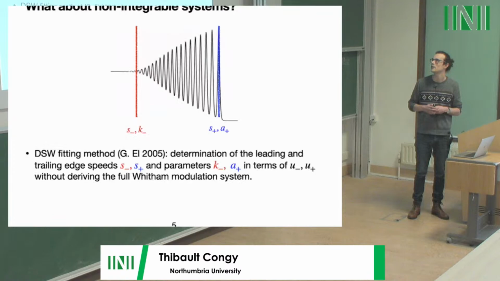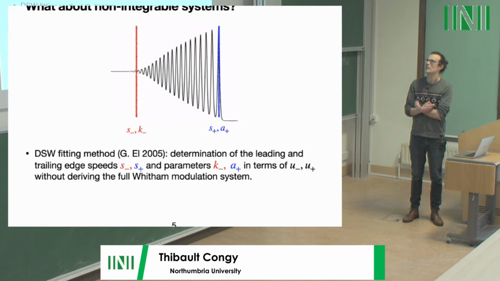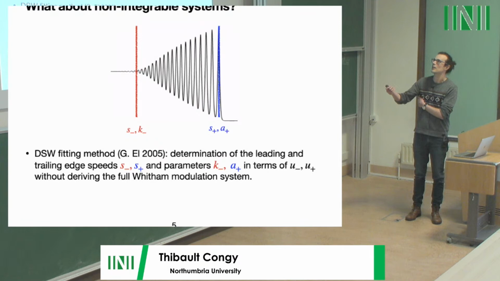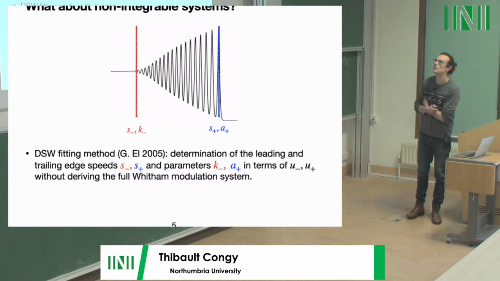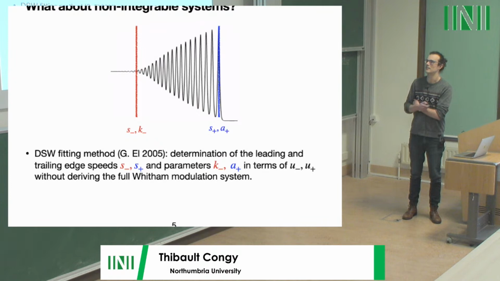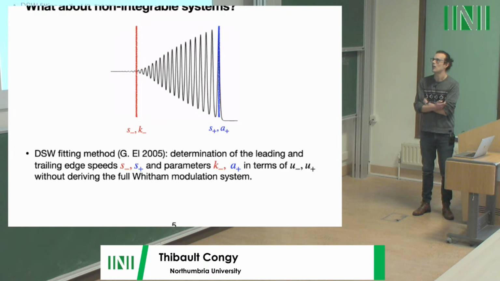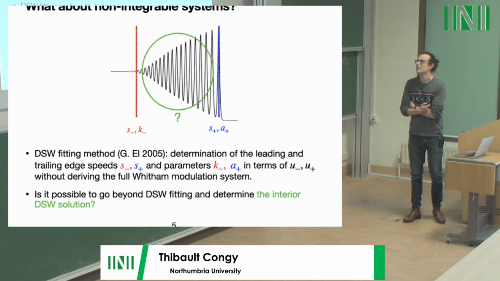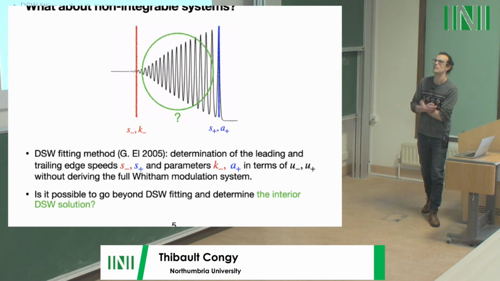So Gennady, in 2005, determined a method that we now call the dispersive shock wave fitting method, where for non-integrable dynamics, you can obtain the characteristics of your two limits, the harmonic wave limit and the solitary wave limit. So you obtain the parameter k minus, and the amplitude of the soliton a plus, as well as their speeds, s minus and s plus. The idea in this work was, okay, we know what's happening at the limit here. Can we say more? Can we say something about the internal structure of the dispersive shock wave? And that's what I will try to show you in these 20 minutes.